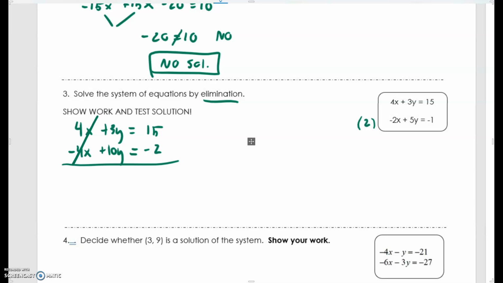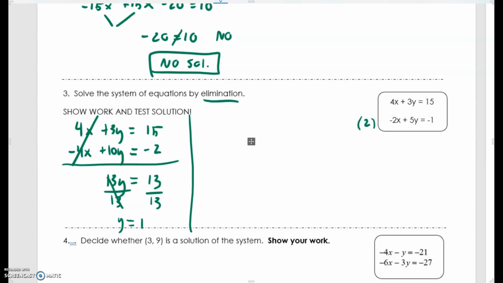Alright. Now I'm ready to add these equations together. If I add them together, the x's are going to eliminate. 3y and 10y makes 13y. And 15 and negative 2 makes 13. We divide by 13, and we get y is equal to 1. Alright, so I got y is equal to 1, but I still need the x. So I'm going to plug it back in. Okay, so where am I going to plug it into? It doesn't matter, any y. I'm going to go into the top original problem.